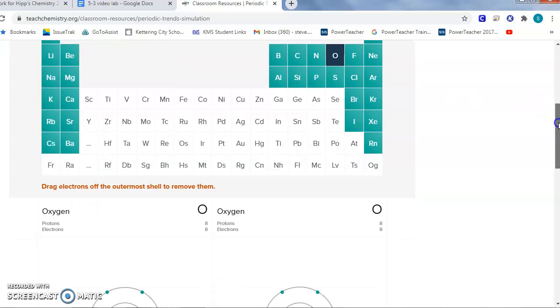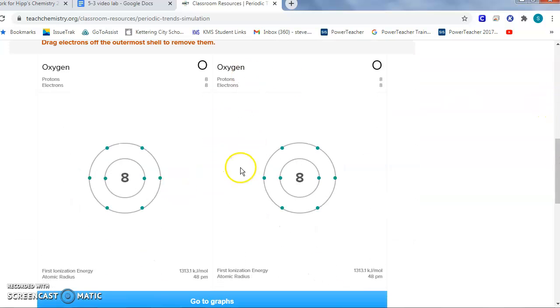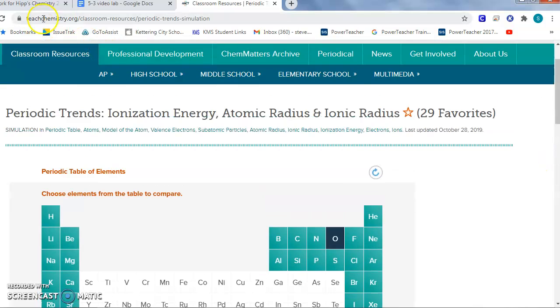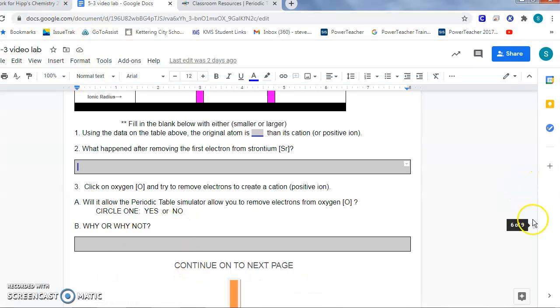You're allowed to click on only one element. You don't always have to compare two. So I've got oxygen right here. I pick one of them and I'm going to try to remove electrons from it. See if it'll let you do it. And if it won't let you do it, why won't it let you do it? That's the question they're asking.